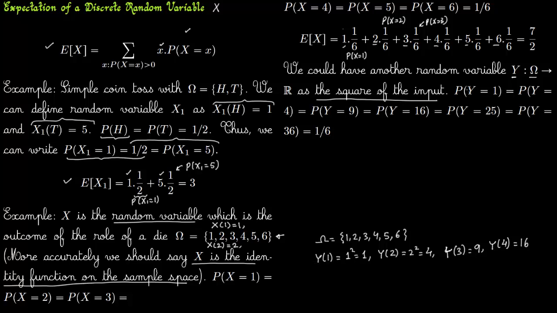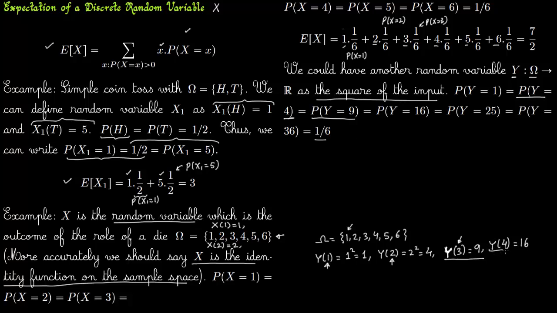And now probability that y takes the value 1 is 1 by 6. Probability that y takes value 4 is also 1 by 6. Probability that y takes value 9 is 1 by 6. Probability that y takes value 16 is 1 by 6, and so on, precisely because probability that y takes value 1 is associated with rolling a 1 because y is acting on 1. Here y is acting on 2, so probability that y is equal to 4 is rolling a 2, which is 1 by 6. Probability that y is equal to 9, so y of 3 is equal to 9, is probability of rolling a 3, this input right here, which is 1 by 6.